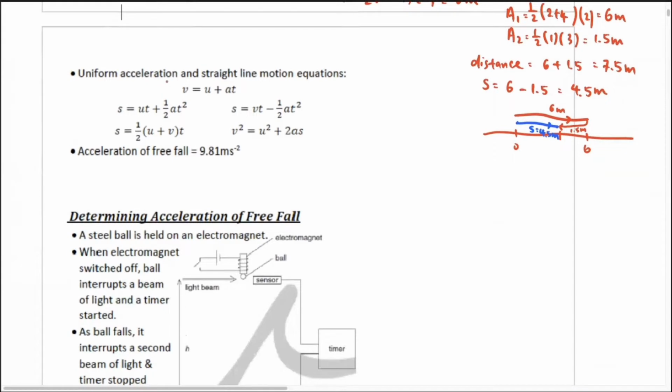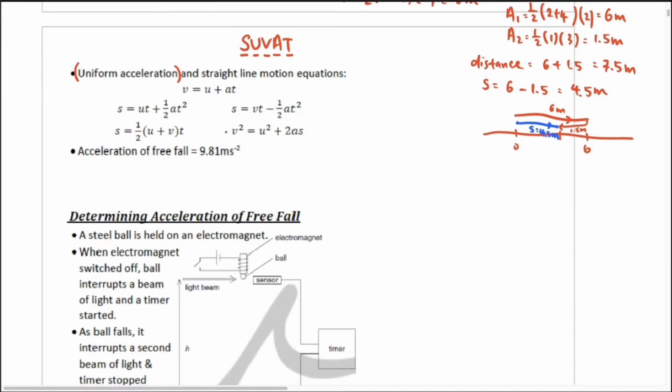Uniform acceleration and straight line motion equations. So we call this SUVAT. So there are 5 quantities here. S stands for displacement, U is initial velocity, V is final velocity, A must be the uniform acceleration, that means constant acceleration, T is the time. Okay, 5 quantities. Okay, and we have 5 formula.